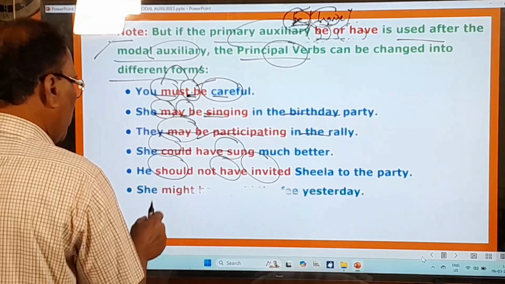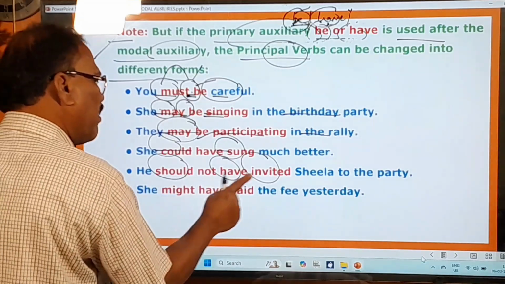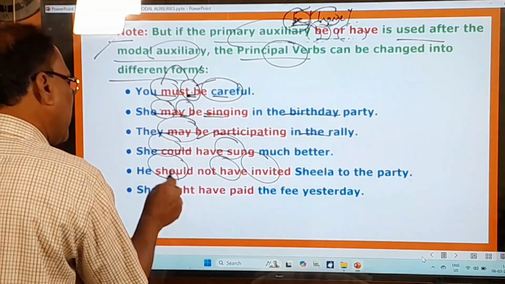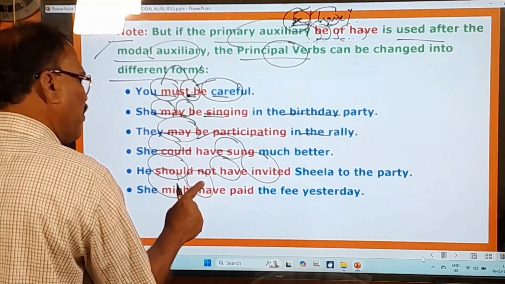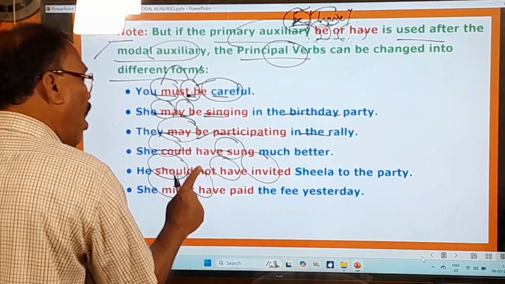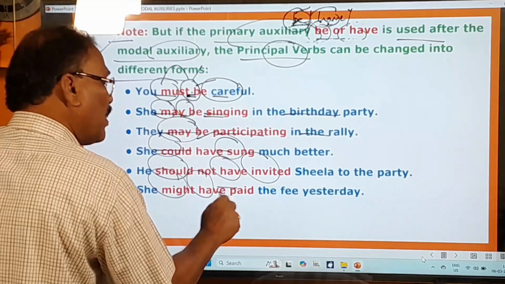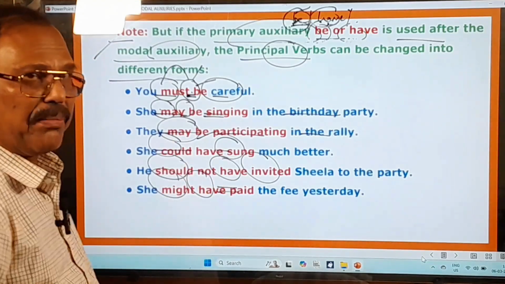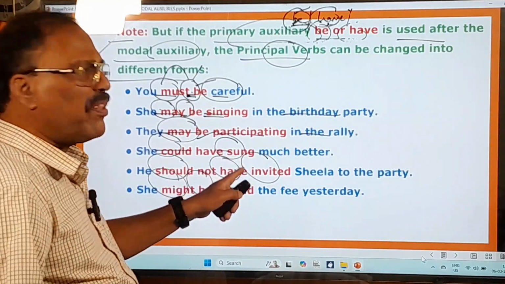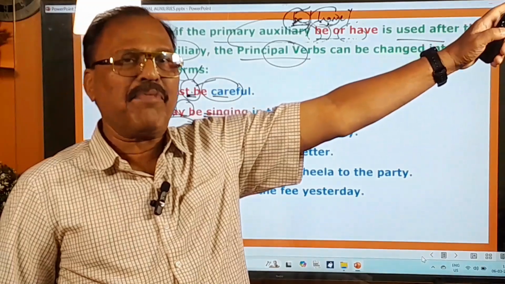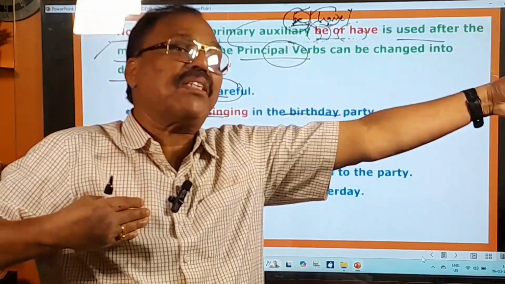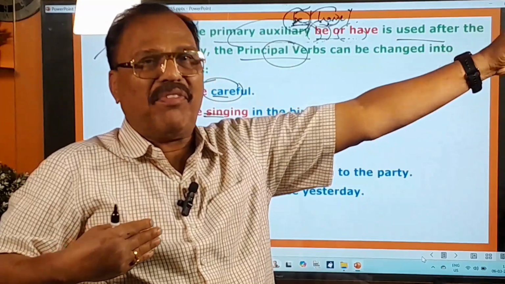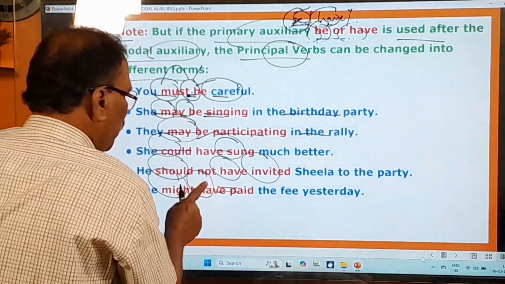And here you pay attention. She might have paid the fee yesterday. So might is there. Might is another modal auxiliary. It is used with the primary auxiliary, that is have. After have, you must use always the past participle form of the verb. What is this past participle form of the verb? The fourth form of the verb. Present tense form, present participle form, past tense form, past participle form. That's the fourth form of the verb. So that verb you have to use it after have.